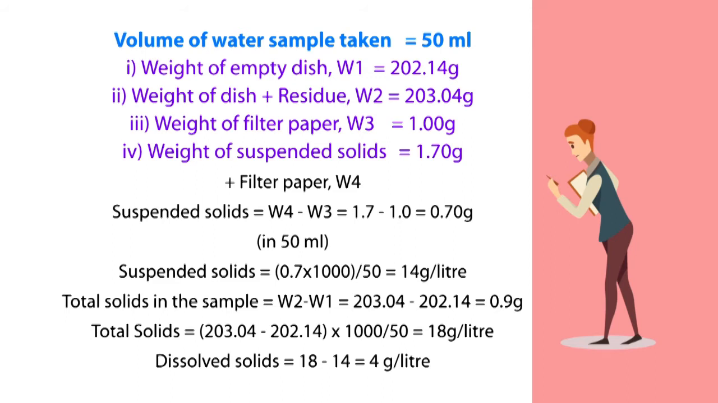So suspended solid is equal to 0.7 into 1000 divided by 50 is equal to 14 gram per liter. Total solids in the sample is equal to W2 minus W1 is equal to 0.9 gram. So total solid is equal to 18 gram per liter. So dissolved solid is equal to total solid minus suspended solid is equal to 4 gram per liter.